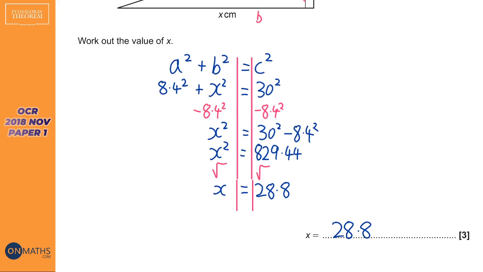Now I say this every time for the benefit of Edexcel and AQA people. It says paper 1 for OCR, paper 2 is the non-calculator, so you were allowed a calculator for this question.